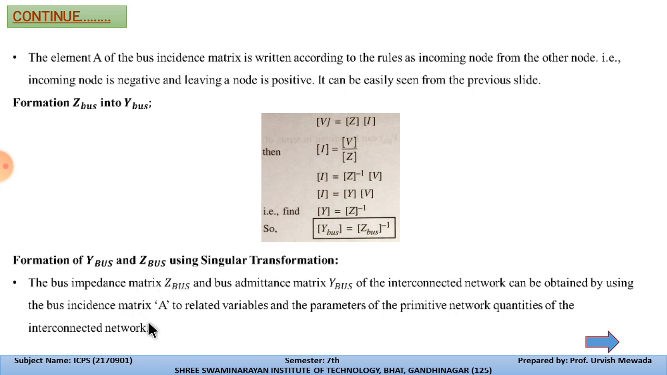If we find the bus incidence matrix A, then from that we can find the Z bus and Y bus of the particular network, and A is related to the variables and parameters of the primitive network that we already studied. What do you mean by primitive network? In the primitive network, we consider all the branches and links as not connected, and after that we solve the network. So that will be the primitive network of the interconnected network.